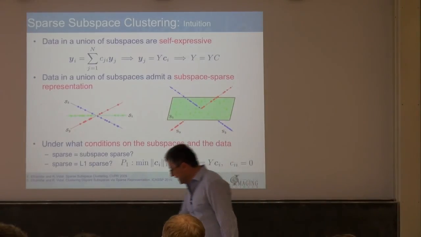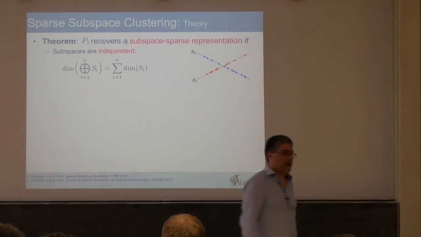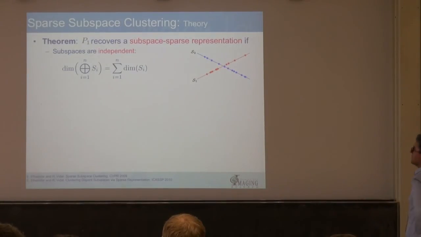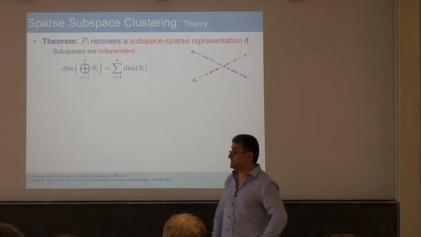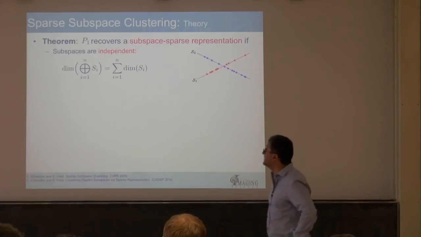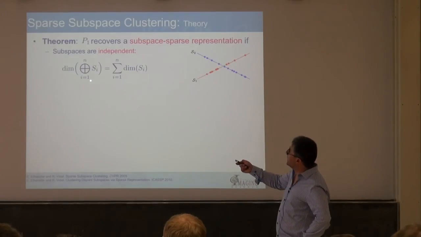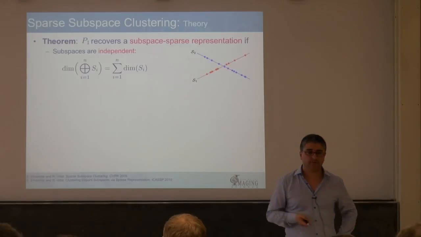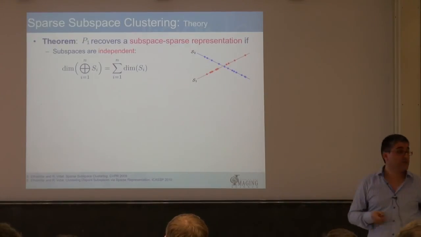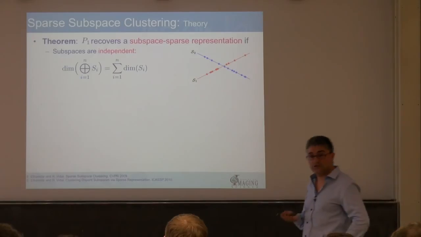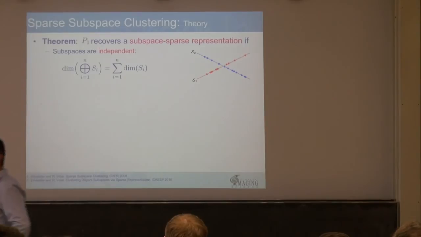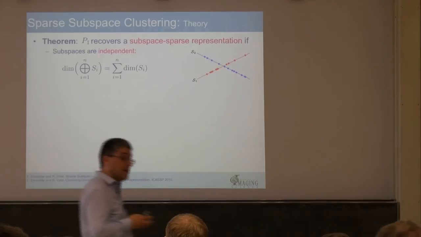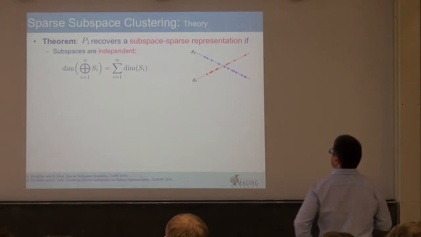So here is one answer, a sufficient condition. If the subspaces are independent, what does it mean to be independent? It means that the dimension of the sum is equal to the sum of the dimensions. So 2 lines in the plane is very good because we've learned for a long time that 1 plus 1 is equal to 2. But 3 lines in the plane is not good because 1 plus 1 plus 1 is 3, which is bigger than 2. So it's a little bit of a strong condition, if you wish. But that's what I mean.